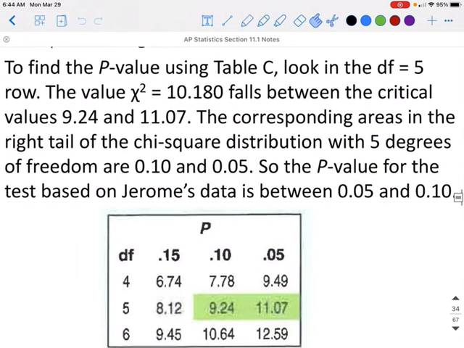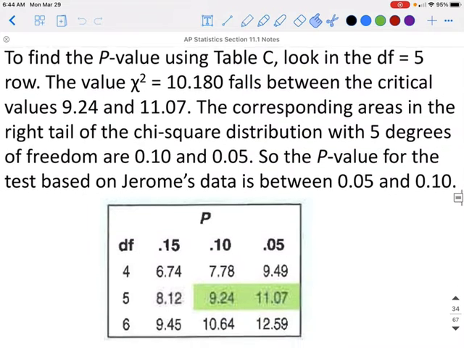To find the p-value using Table C, look at the degrees of freedom of 5 row. The value of chi-square of 10.180 falls between the critical values of 9.24 and 11.07. So if you look at the top of those columns, the corresponding areas to the right tail for the chi-square distribution with degrees of freedom of 5 will fall between 0.10 and 0.05. So the p-value for the test based on Jerome's data is between 0.05 and 0.10.